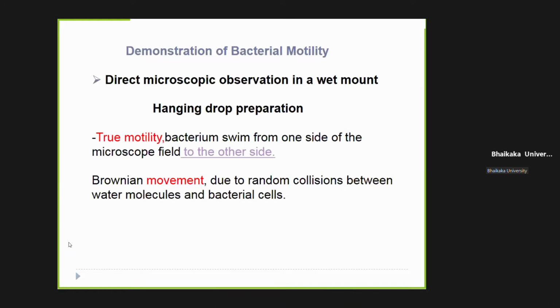Now, what is the Brownian movement? It is just due to random collisions between water molecules and the bacterial cells, or the surrounding structures. They just push the bacterial cells, and you assume that these bacteria are motile, but actually they are not motile. The molecules surrounding the bacterial cell impart this movement, which is known as the Brownian movement.